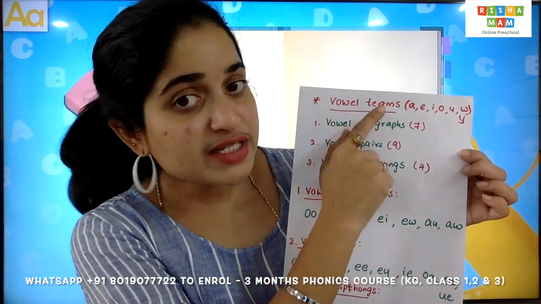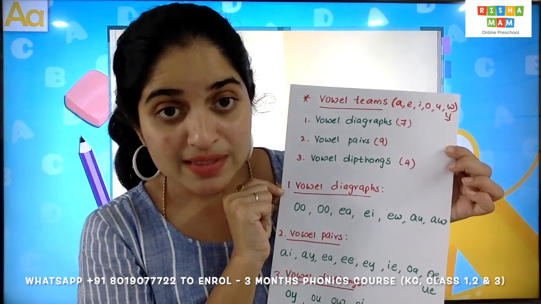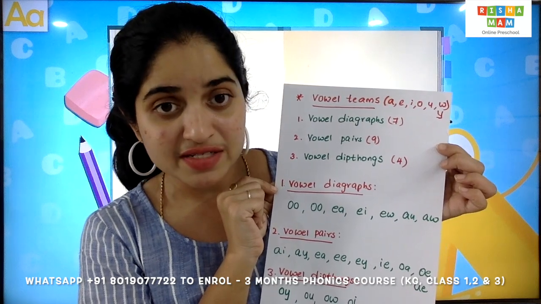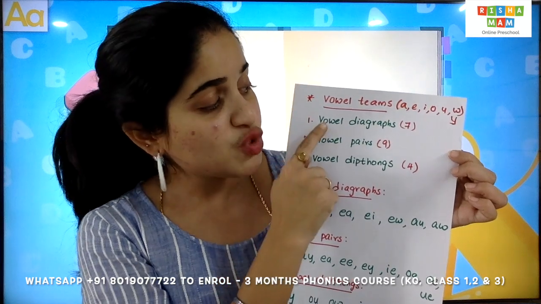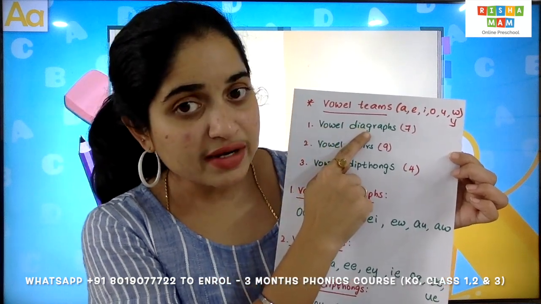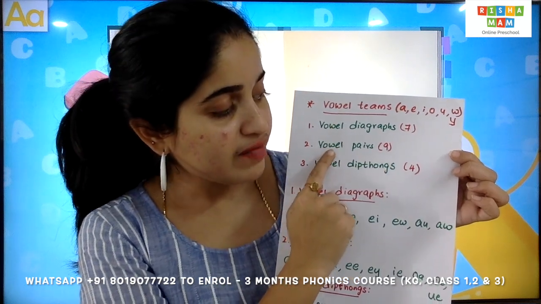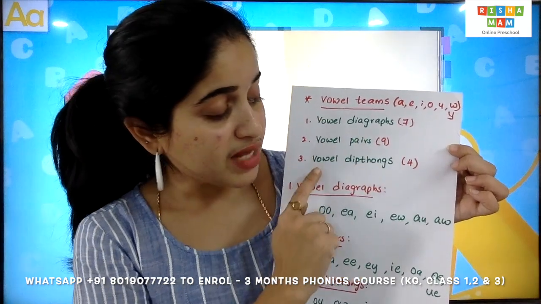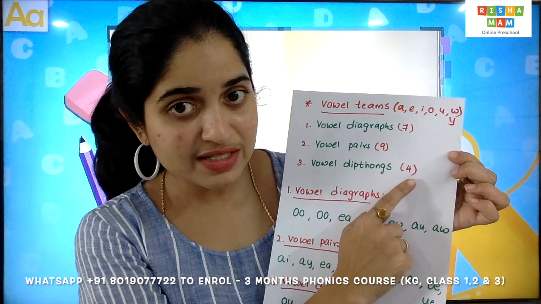Now, vowel teams. What are vowel teams? Vowel teams are those combination of vowels which have different characteristics. They are divided into 3 types. And the first one we call them vowel digraphs. We have 7 vowel digraphs. Next, vowel pairs. We have 9 vowel pairs. And then we have vowel diphthongs. We have 4 vowel diphthongs.